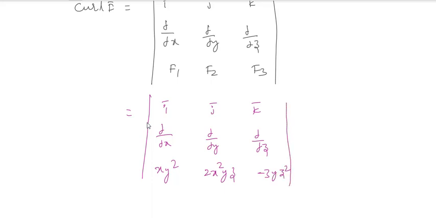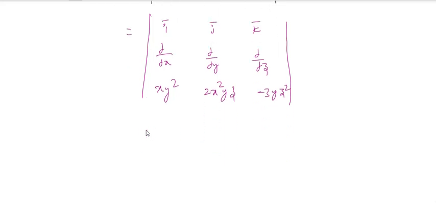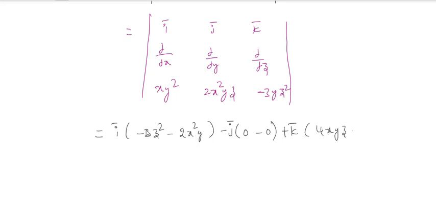Yeah, this is the part of this one. So now let me take that determinant. You do it as i bar into dou y of this one, which is minus 3z square, minus dou z of this one, so you'll have 2x square y. Next, minus j bar into dou x of this one: you don't have any term. Next dou by dou z: you don't have any term. Am I right or not? Plus k bar into, with respect to x, 4xyz minus 2xy. So this is your curl f bar.